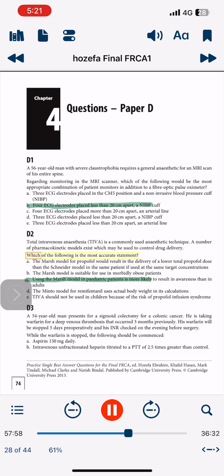Which of the following is the most accurate statement? B. The Marsh model. C. Using the Marsh model in pediatric patients is more likely to result in awareness than in adults.